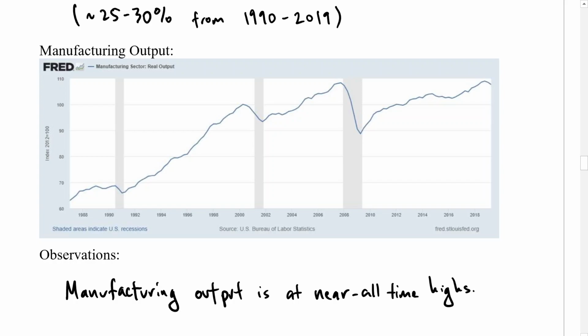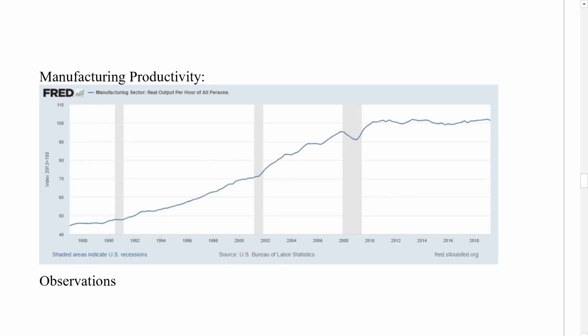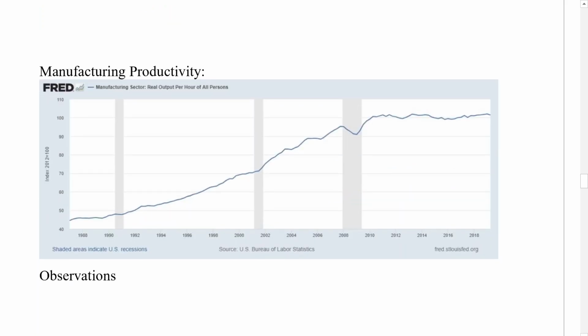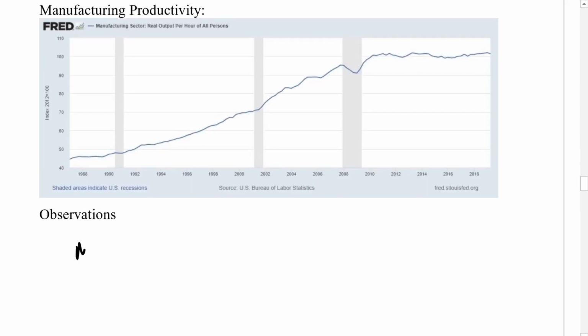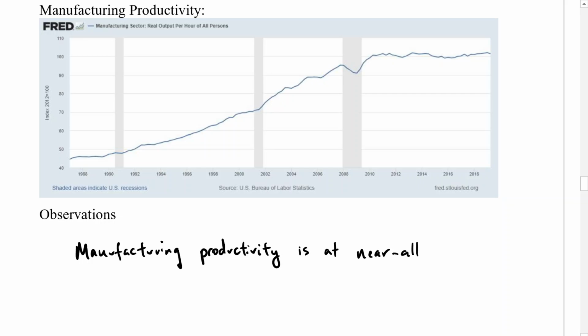yes, some of the jobs are going away, but we're more productive than ever, and that is because of our third graph, which is productivity. Ultimately, it's going to come down to ideas like increases in automation and technology. So here, manufacturing productivity is also at near all-time highs.